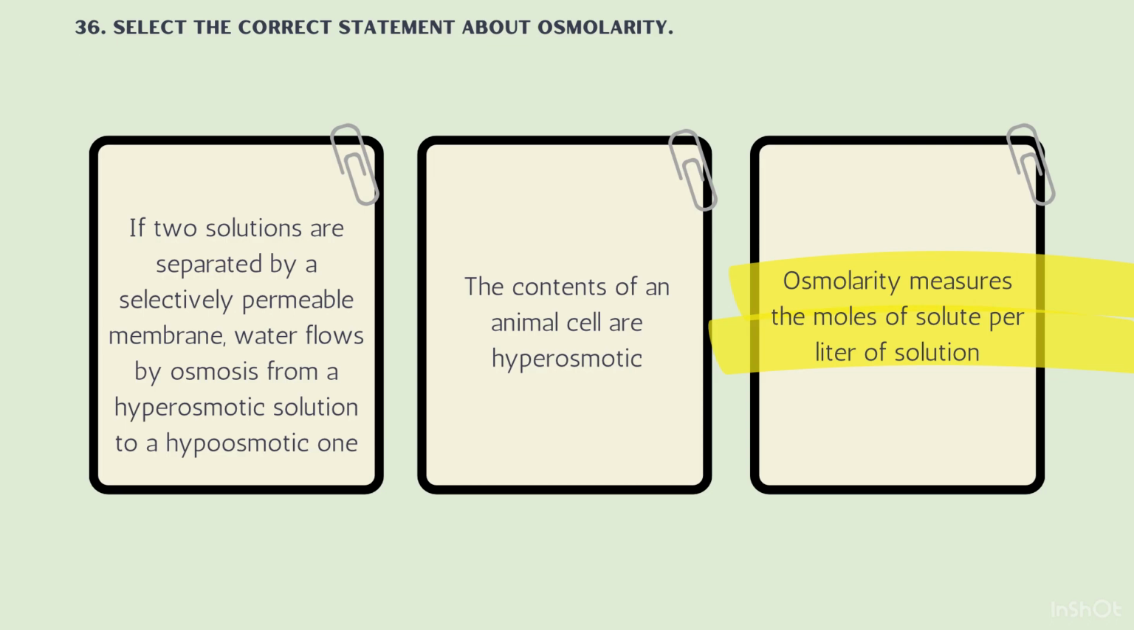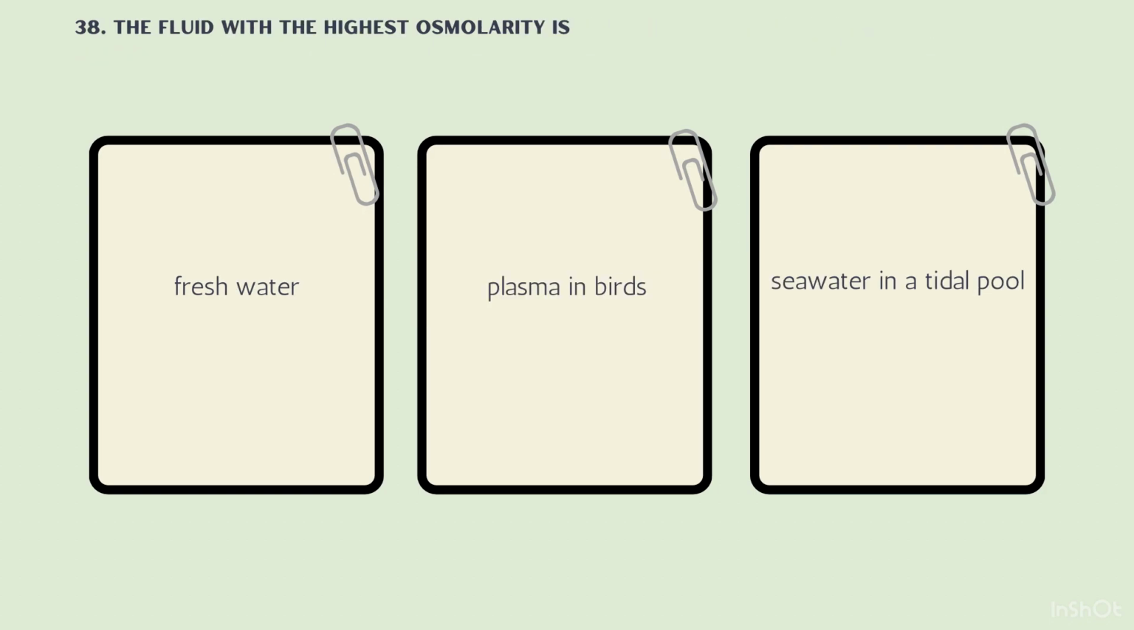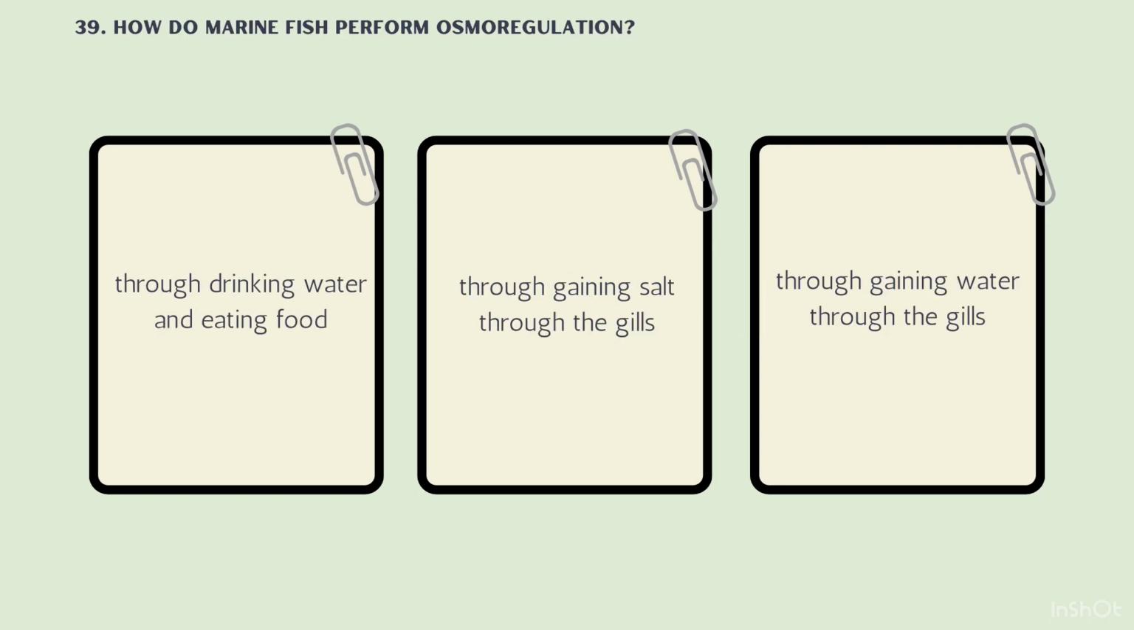Number 37, the body fluids of an osmoconformer would be blank with a blank environment. This would be isoosmotic with saltwater environment. 38, the fluid with the highest osmolarity. This is going to be seawater in tidal pool. And lastly, 39, how do marine fish perform osmoregulation? This is going to be through drinking water and eating food.